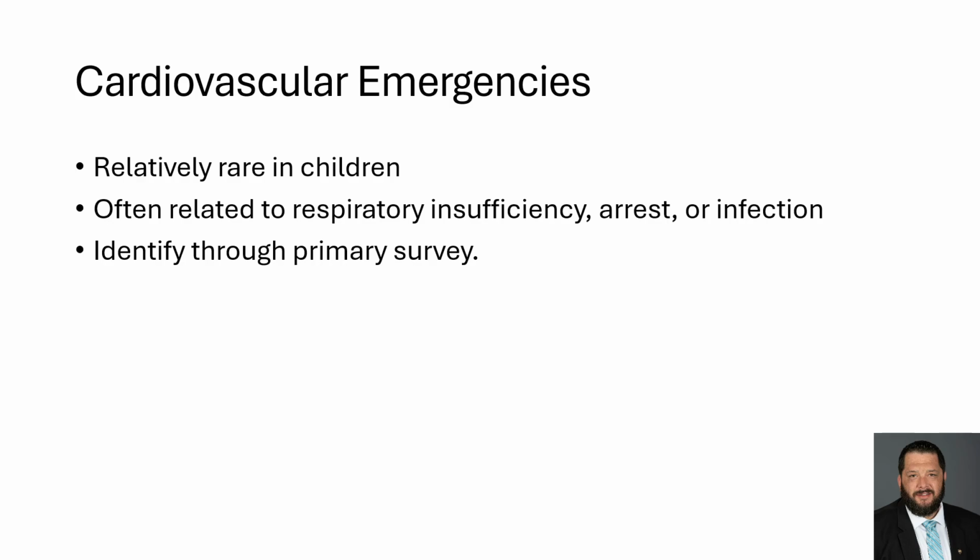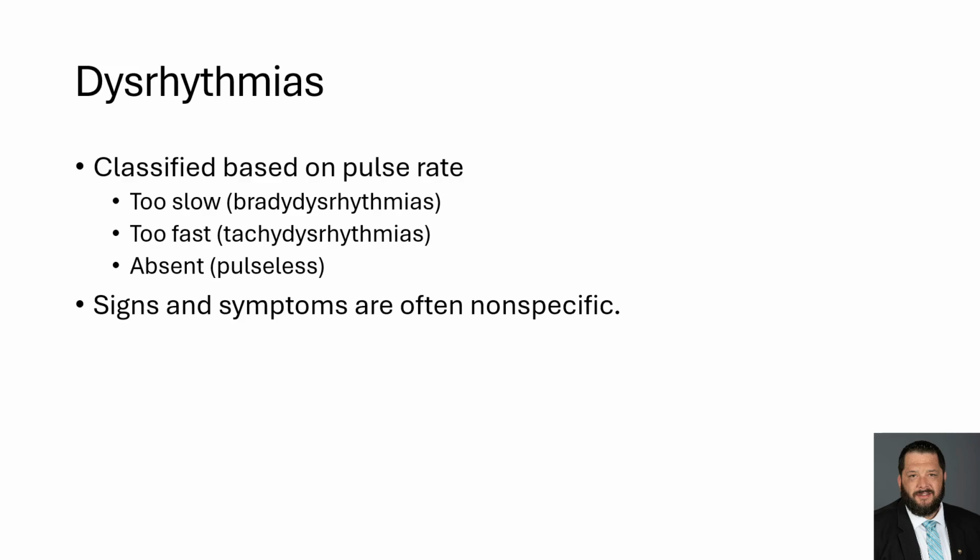Cardiovascular emergencies, as far as dysrhythmias, are rare in children. The predominant cause of cardiac dysrhythmias or cardiac arrest in children is going to be respiratory insufficiency. Hypoxia leads to bradycardia. Bradycardia leads to further hypoxia, which leads to asystole. And that tends to be how cardiac arrest in pediatric patients progresses. They're oxygen-driven, or hypoxic-driven, and ventilatory-driven processes.